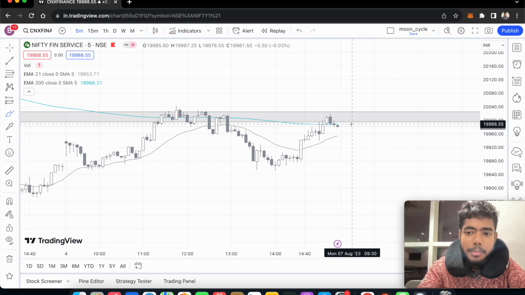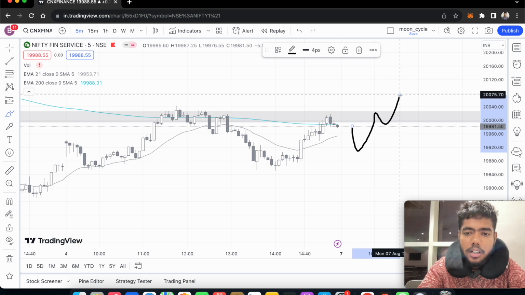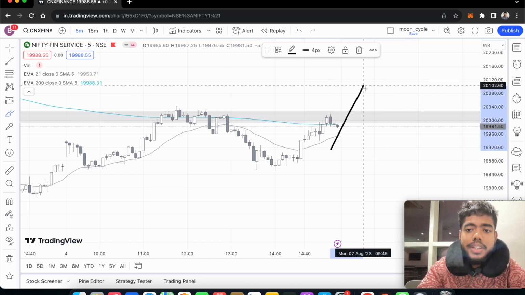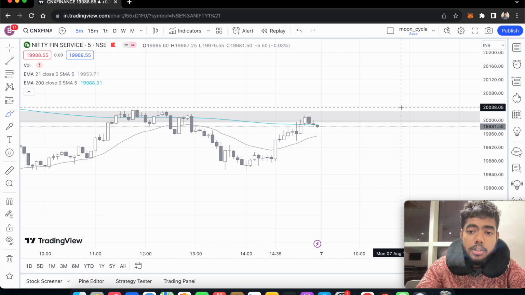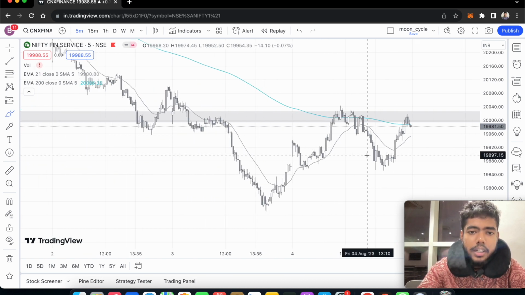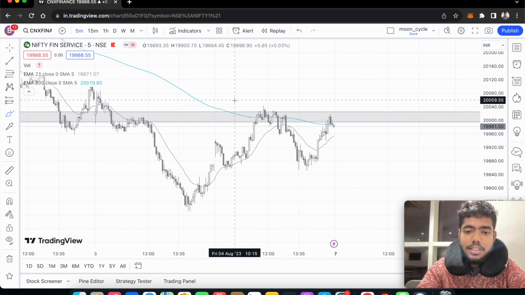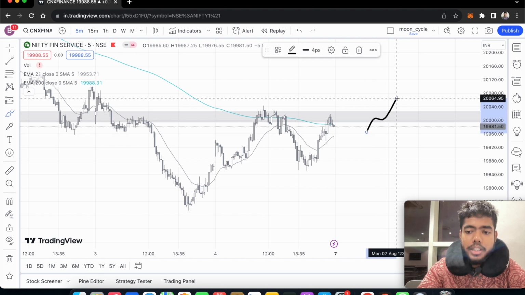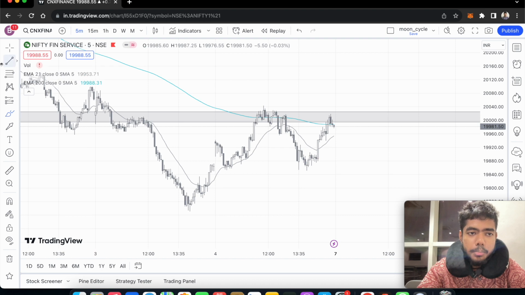So in case the markets again go above 20,000, then we can observe a very good round of short covering as well, right? As you can see, this is a very crucial resistance zone for the short term, and if somehow the market manages to sustain above it, then there could be one round of upside movement, right? So yes, also keep that in mind.